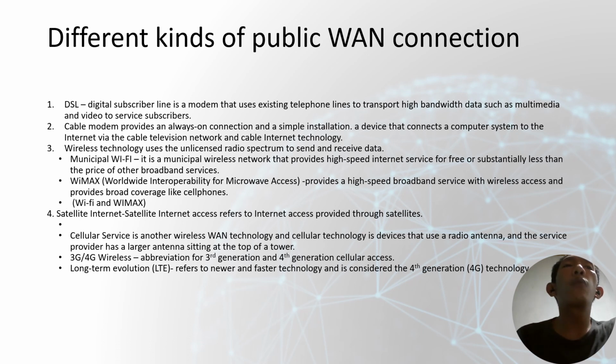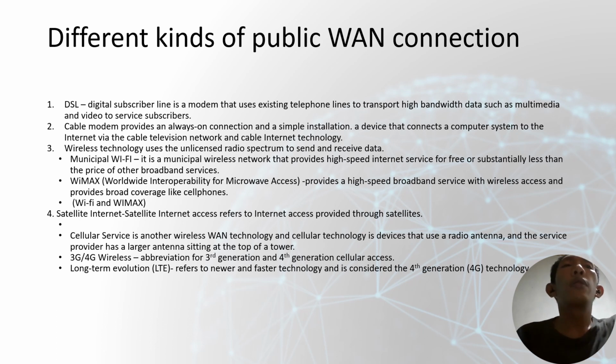First, the municipal Wi-Fi. It is a municipal wireless network that provides a high-speed internet service for free, or sometimes it is payable, but it's less than the price of other broadband services. Next is WiMAX, or Worldwide Interoperability for Microwave Access. It provides a high-speed broadband service with wireless access and provides broad coverage like cell phones.